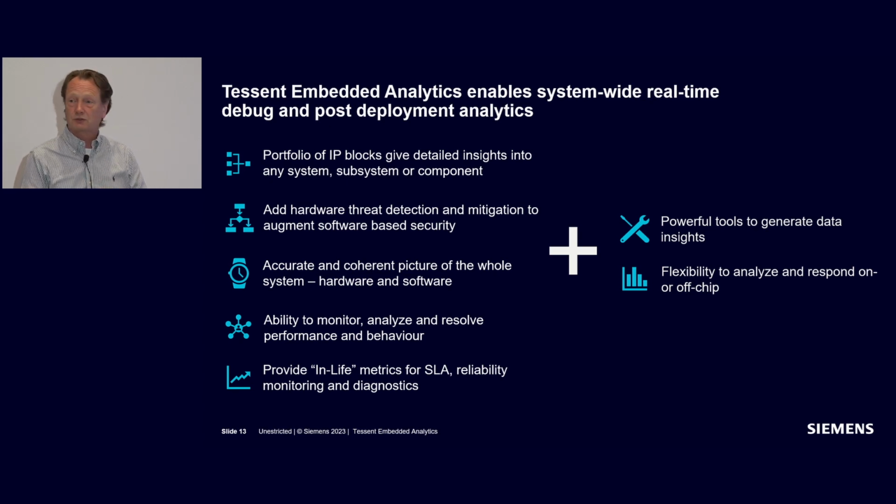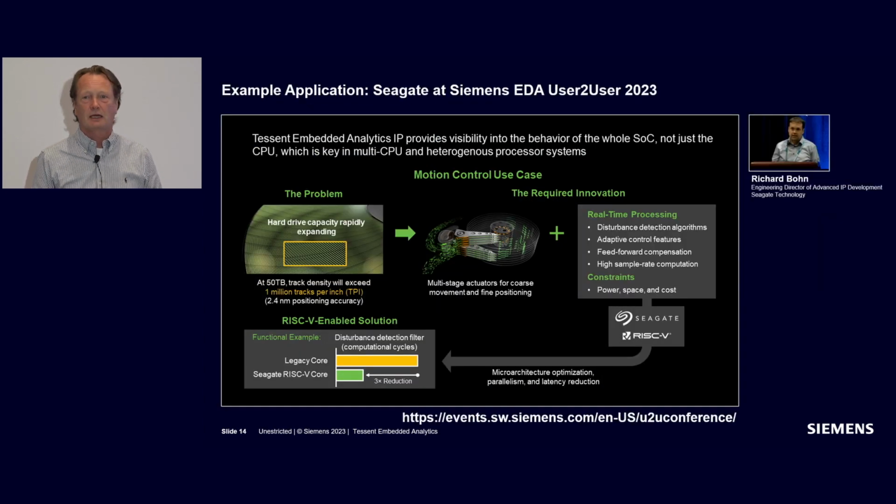For those of you who are interested in learning more about this, one resource you will find online was published recently by one of our users that presented at the recent Siemens EDA user-to-user conference. This is from Seagate, who explained how they used the Tessent Embedded Analytics instrumentation as part of their process transitioning from an internal CPU architecture and started adopting RISC-V.